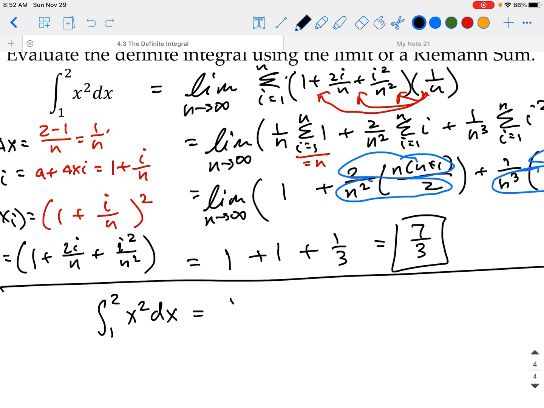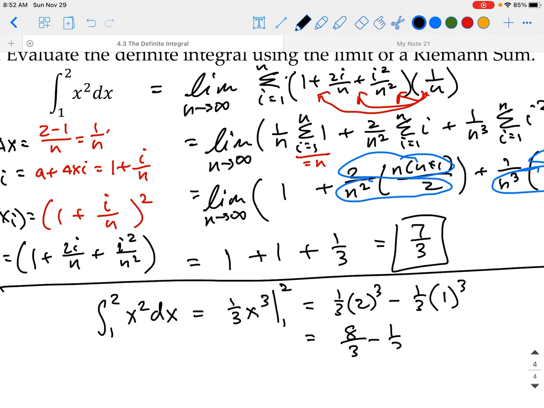So this is the way it would work. I take the antiderivative of x squared, which is going to be 1/3 x cubed, and then I'm going to evaluate it at 2 and 1 and subtract the top value minus the bottom value. So that's going to be 1/3 times 2 cubed minus 1/3 times 1 cubed, which is going to give me 8/3 minus 1/3, which is, as we calculated above, 7/3, right? So this will always be true.